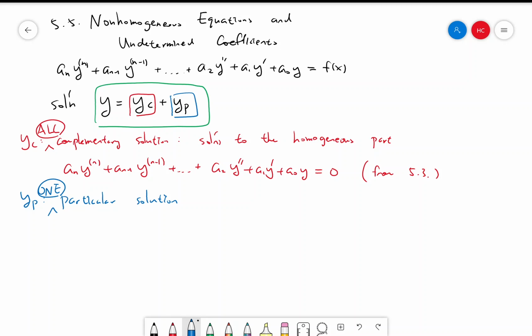Okay, so now the hard part is how do we find this one particular solution. This might be a little depressing, but the only way to do this is by what's called guessing. A fancy way to call guessing is what's called the method of undetermined coefficients. All right, so let's actually do an example.